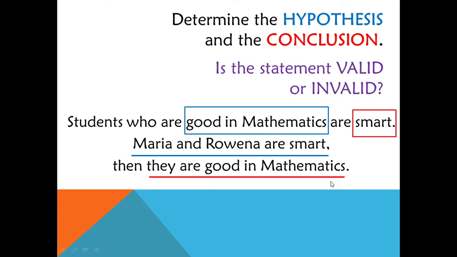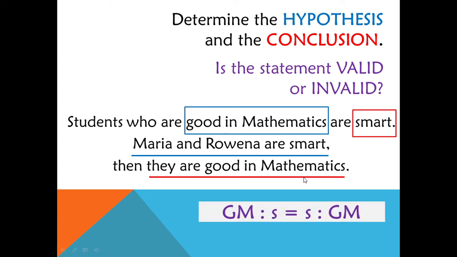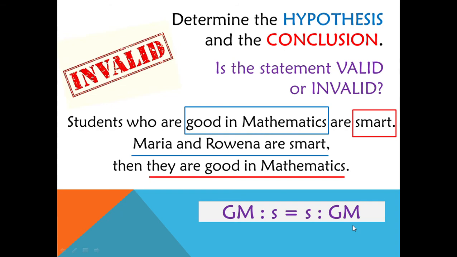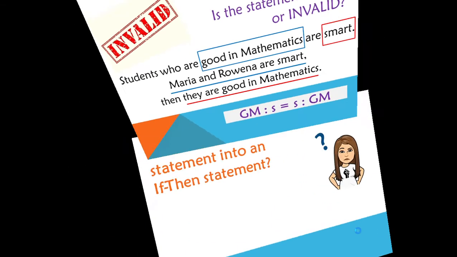So, let us now identify if it is valid or invalid. Gagawa tayo ng proportion. So, let's have GM for good in mathematics is to smart. So, GM is to S. And then, equals S is to GM. So, that will be our proportion. So, as you can see, magkaiba po ang ating pattern. Hindi siya alternating. So, pag ganito po ang case, the statement is invalid.